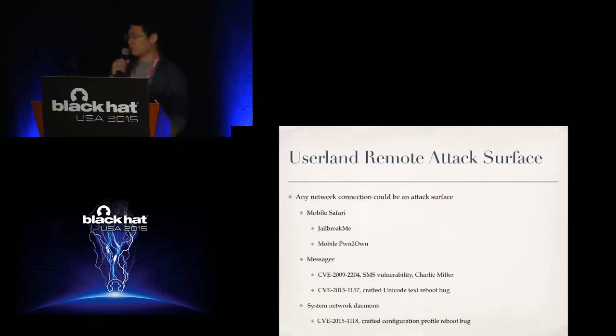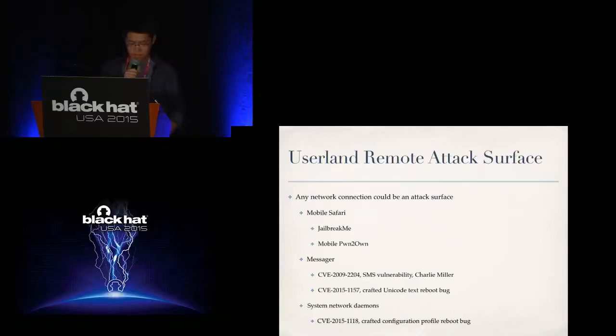Okay, so for the remote attack surface, actually any network connection to your phone can be an attack surface, and the obvious target is the browser. For iOS, the browser is mobile Safari, and this is also where attacks happen. For example, the jailbreakme by Comex used a bug in Safari, and also in Mobile Pwn2Own, they could attack your devices and collect your contact information or get your photos. Okay, so another attack surface is messages.